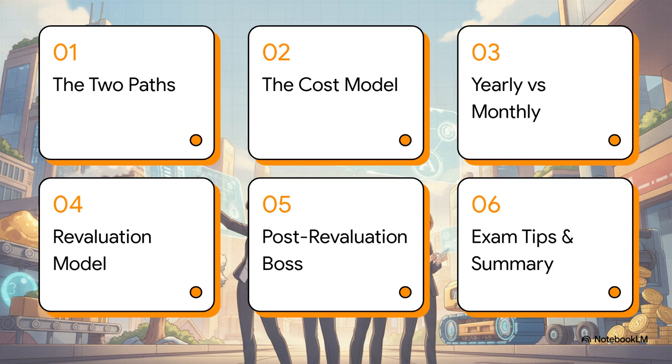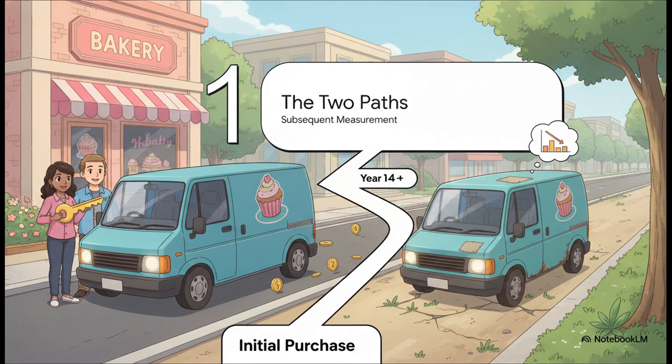Here is our friendly study planner for today. We'll be covering the two paths, the cost model, the yearly versus monthly trap, the revaluation model, the post-revaluation boss battle, and we'll wrap it all up with some exam tips and a summary. Let's jump right in. All right, section 1, the two paths.